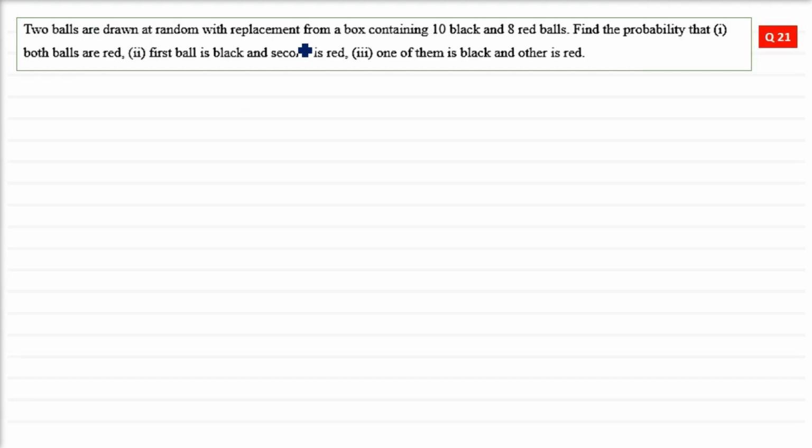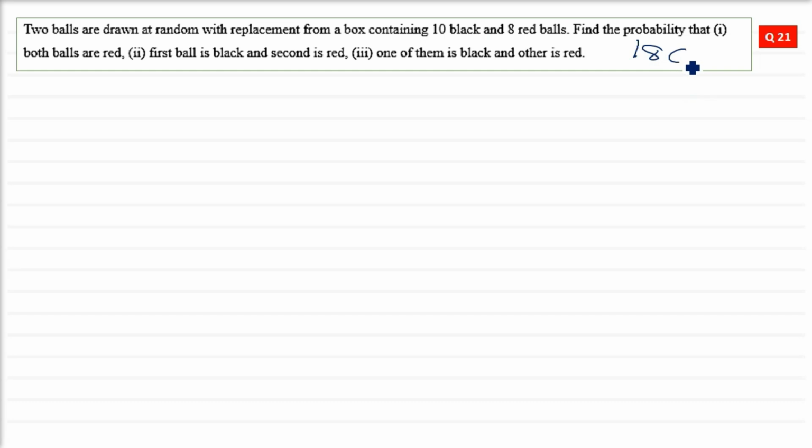2 balls are drawn at random with replacement from a box containing 10 black and 8 red balls. Find the probability that both balls are red. First ball is black and second is red. One of them is black and the other is red. Now replacement is there. Whenever you encounter replacement, these are independent events. Whenever replacement is not done, these are dependent events.